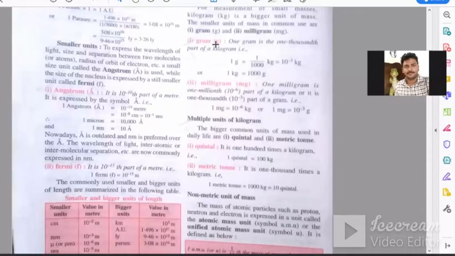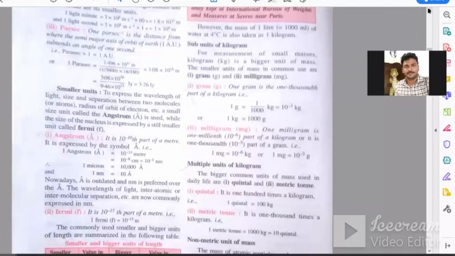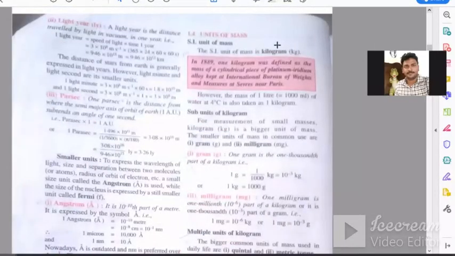It's a revision that you can see. Now next one, they are talking about unit of mass. So here you can see the SI unit of mass is kilogram, and this is a definition of 1 kilogram.